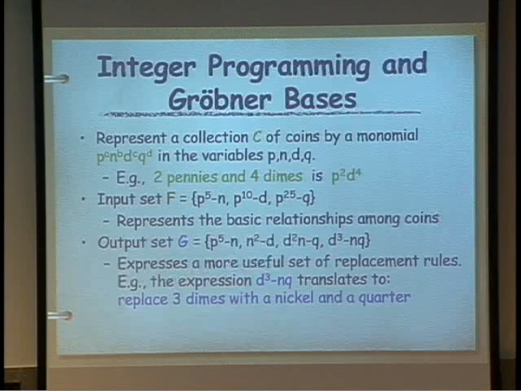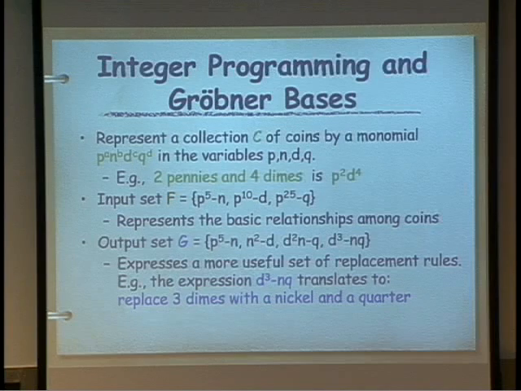Let's represent a collection of coins by a monomial. A collection of coins, a bag of coins that you might carry, let's call that a portfolio. A portfolio might consist of A pennies, B nickels, C dimes, and D quarters, and your goal is to optimize your portfolio to have the fewest coins that you have to carry around, or some other objective function.